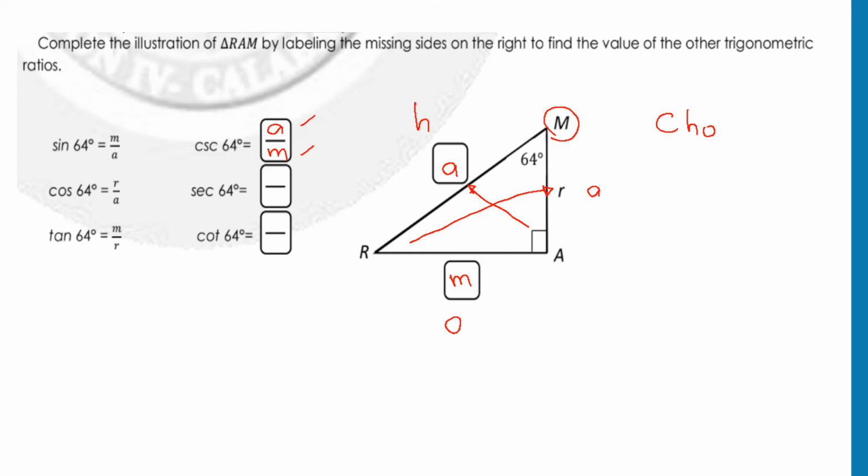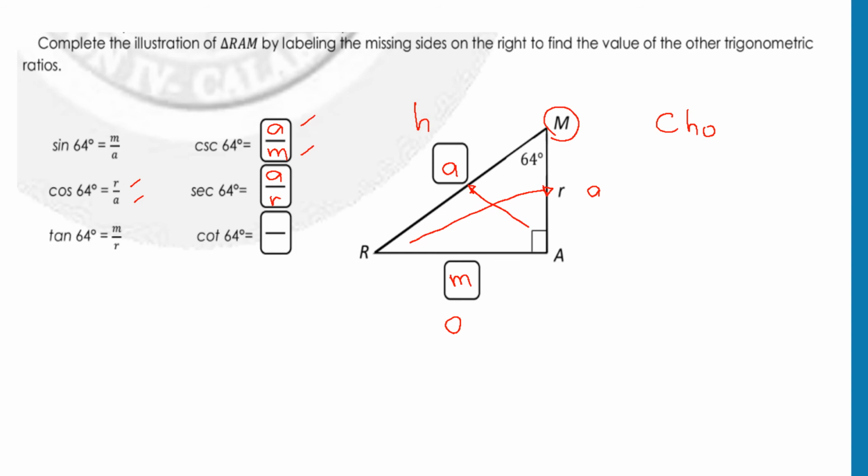Next, for cosine, tama ba ang cosine ay R over A? Di ba sabi natin, cosine is adjacent over the hypotenuse. So, adjacent natin ay R, tama. And then, ang hypotenuse natin ay A. So, tama. And so happened that the reciprocal function of cosine ay secant. Kaya naman, instead of R over A, magiging A over R. Yun.